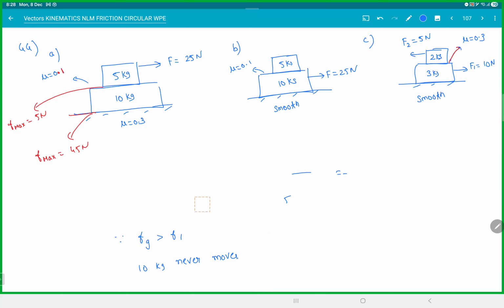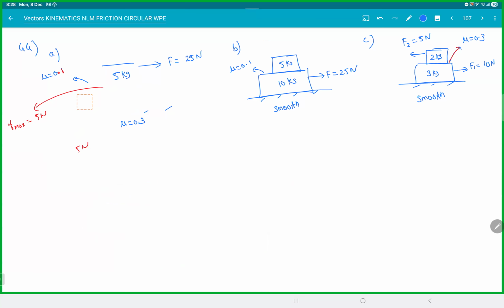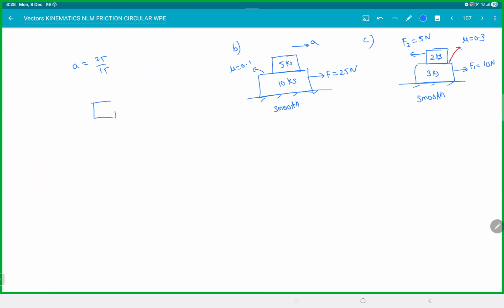What about the second one? Second one is your standard equation, 25, and the ground is smooth, so it has to move. We do the same story there. The acceleration is 25 by 15. Then you choose any one block. We'll take the 5 kg block. This is the friction, this is the acceleration. This is 5 into 25 by 15, that's 25 by 3. So friction is saying, give me 25 by 3 and I will make sure both go together. This is something like 8.333 newtons.